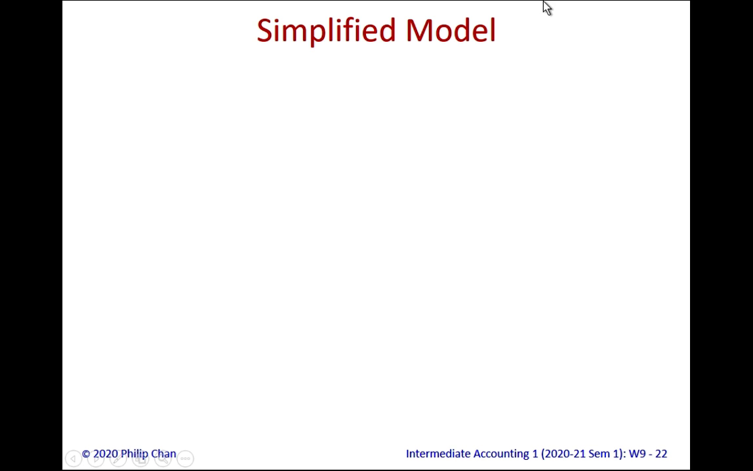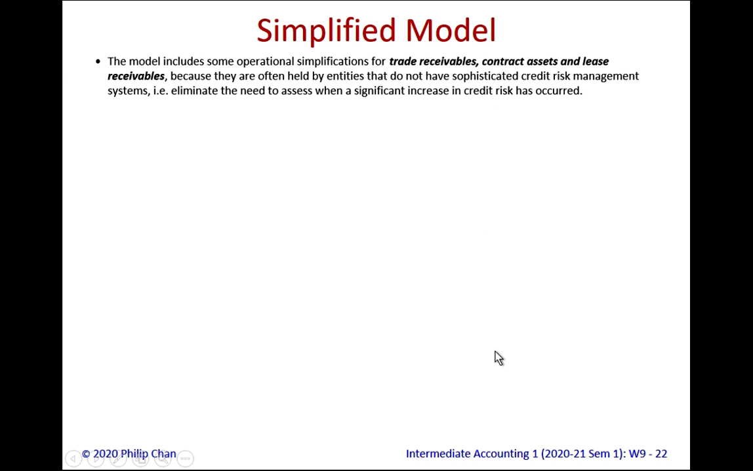So basically, the model includes some operational simplifications for trade receivables, contract assets, or even lease receivables, if they are often held by entities that do not have sophisticated credit risk management systems. That means it eliminates the need to assess when a significant increase in credit risk has occurred.